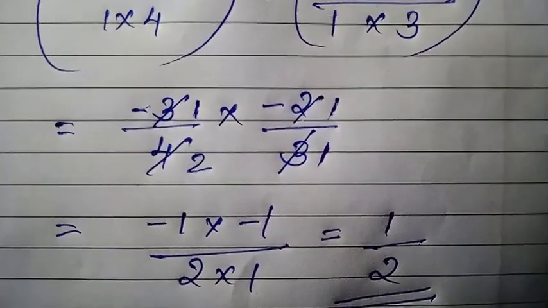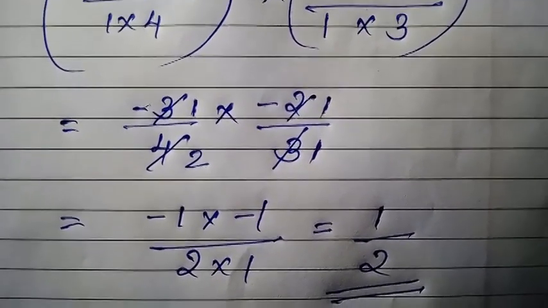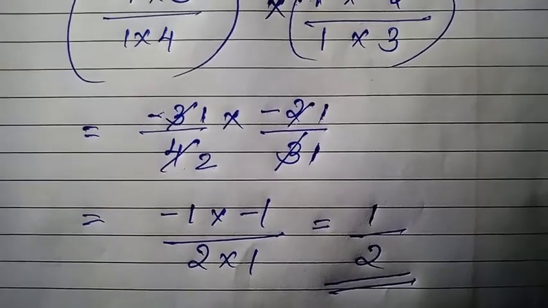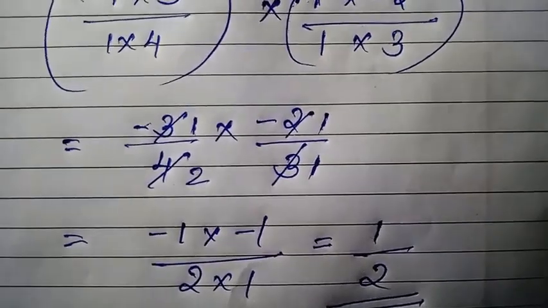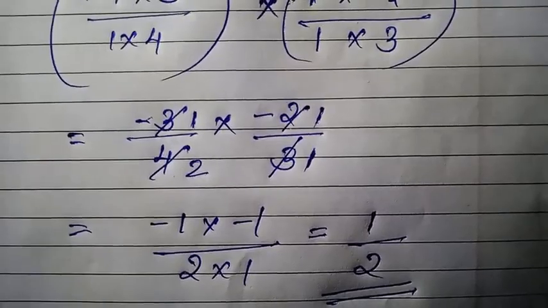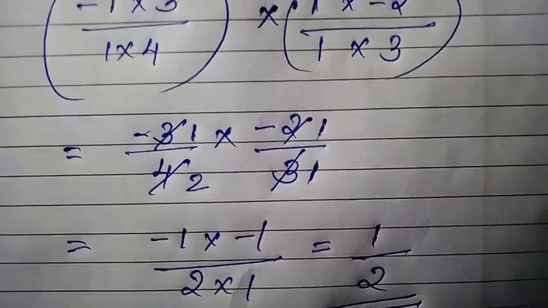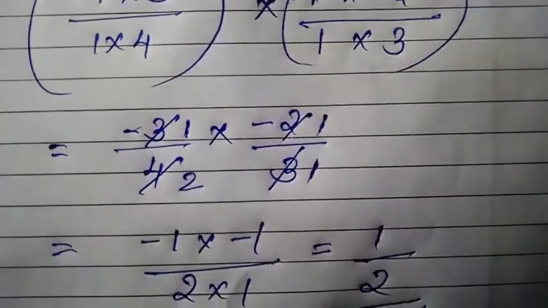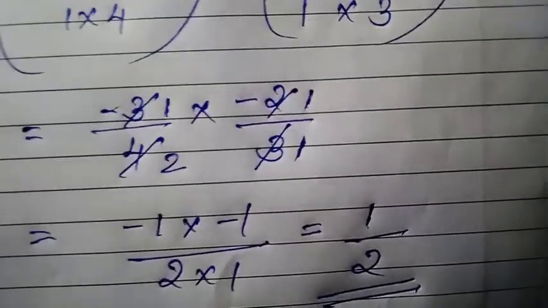In this chapter we already studied all the properties: property of closure, commutative, associative, everything. So I think you all will revise this chapter well, study well.